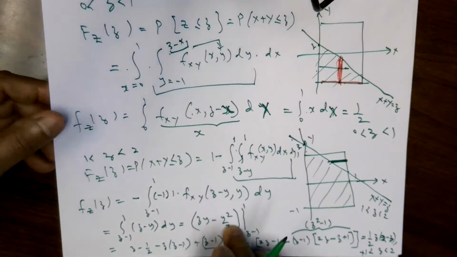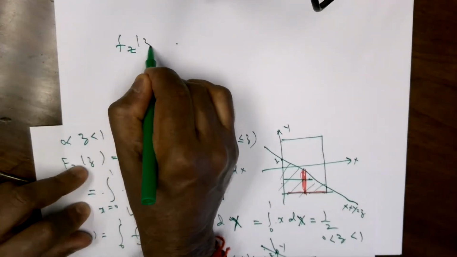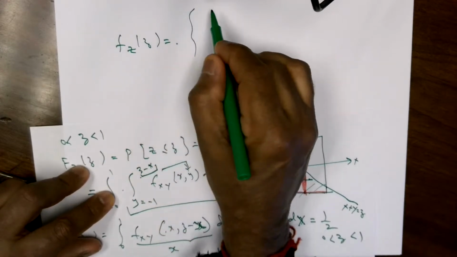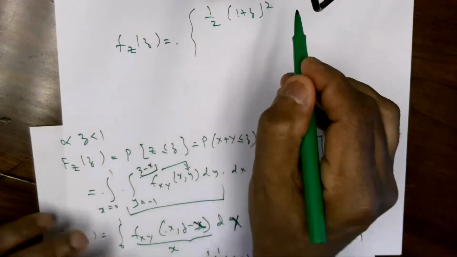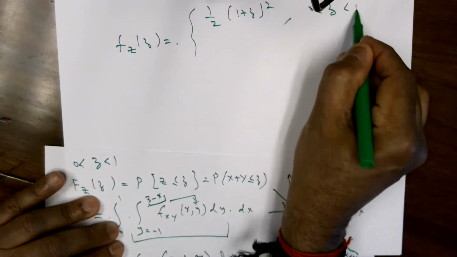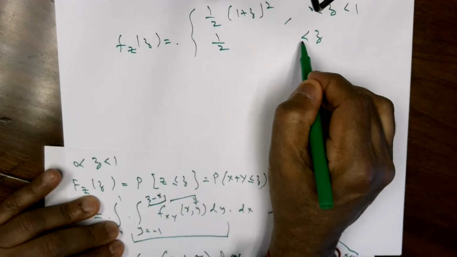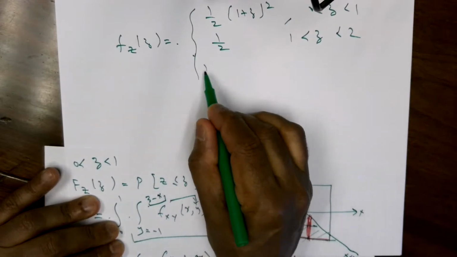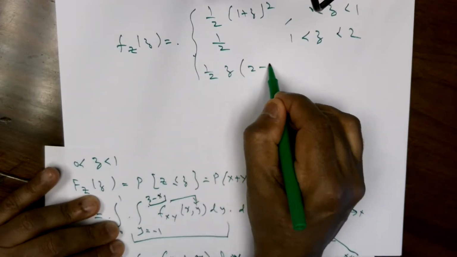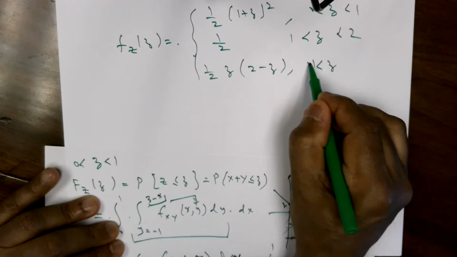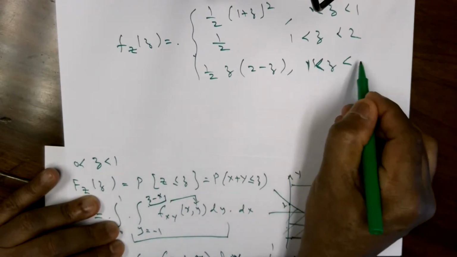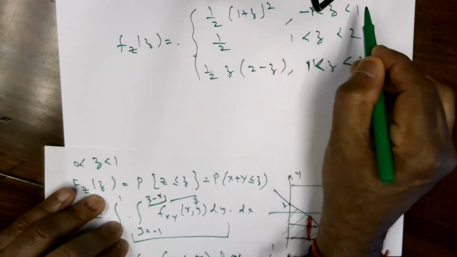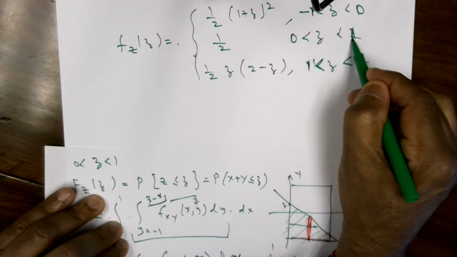So let me put all these results together. So F_Z(z), if I look at the previous page, it's going to be half (1 plus z) the whole squared for z between 0 and 1, and half when z is between 1 and 2, and it is half z multiplied by 2 minus z when z is greater than 1 and less than 2. This is 0 to 1. This is minus 1 to 0, 0 to 1, and 1 to 2.